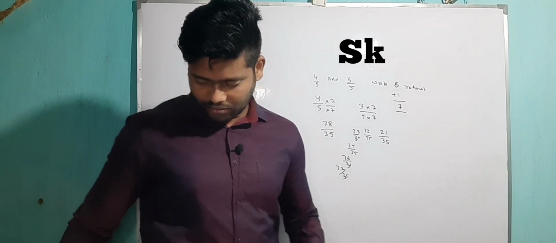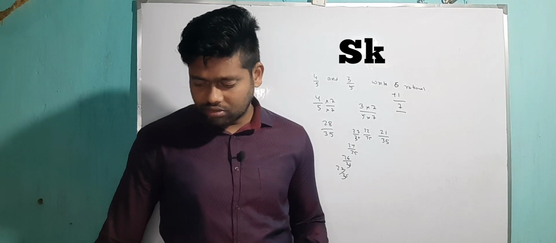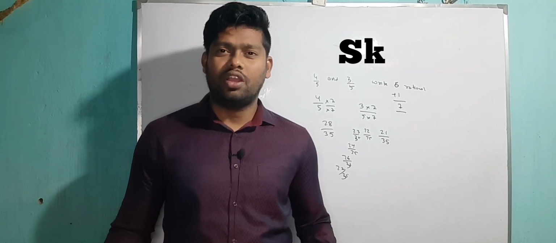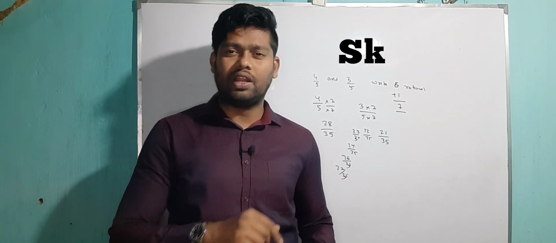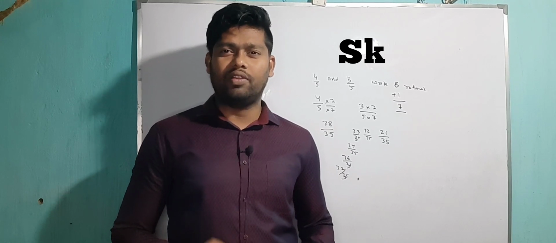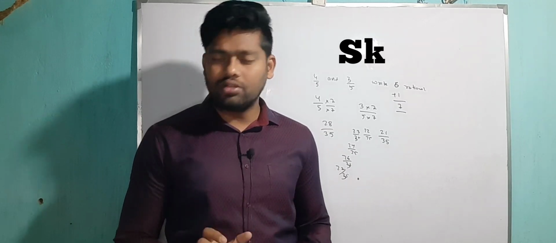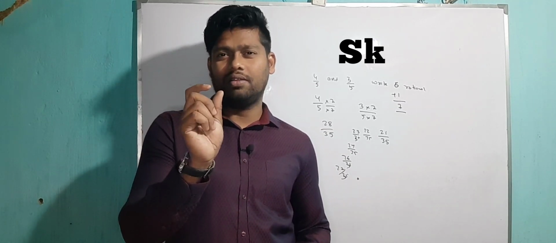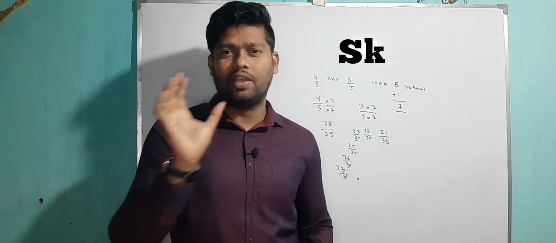Clear? Okay. So you understood. If minus is also there, same thing. If there are 10 rational numbers, plus 1, that is 11. So you have to multiply the numerator with 11 and the denominator with 11. You will get your answers. Clear? So you understood how to keep a rational number between two given rational numbers.